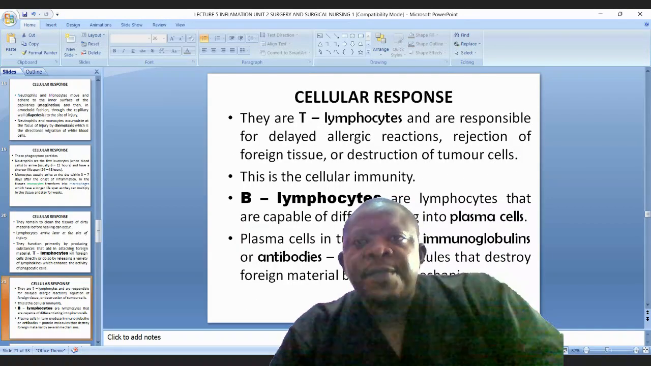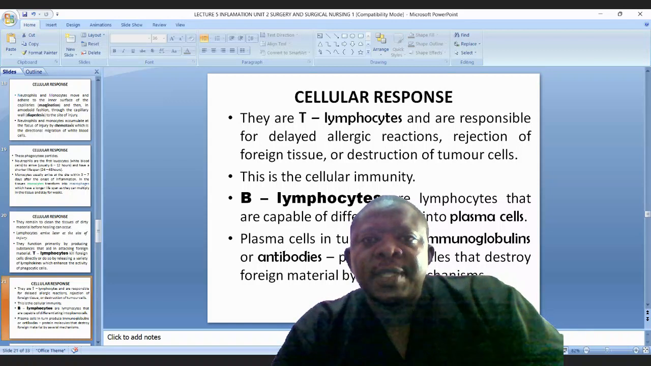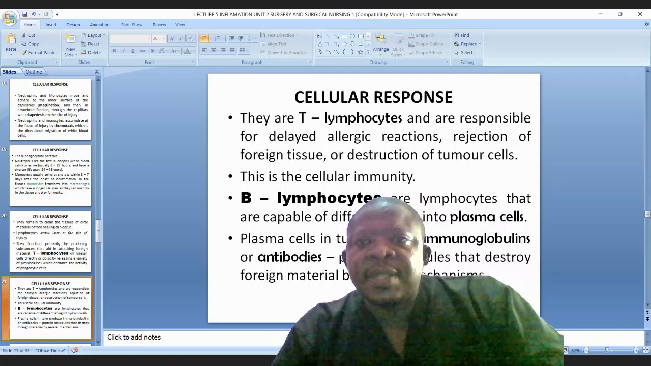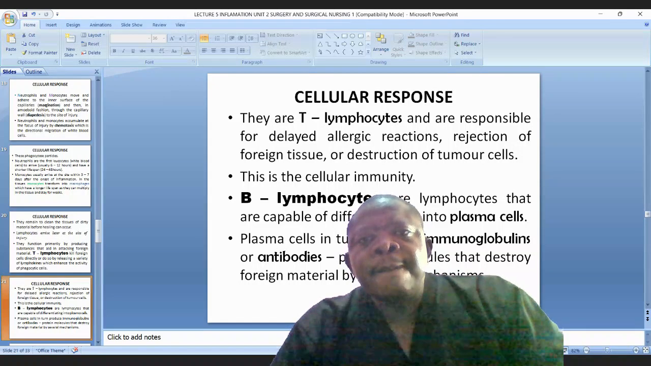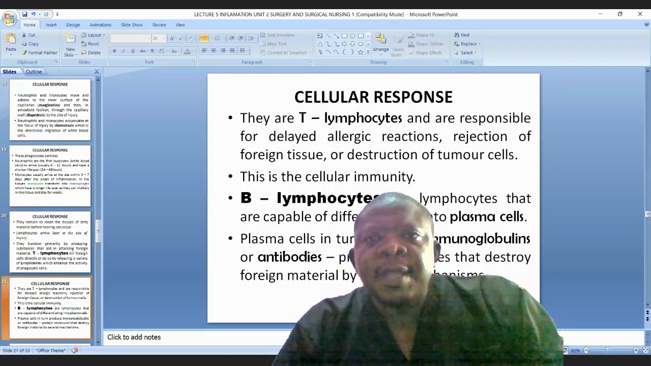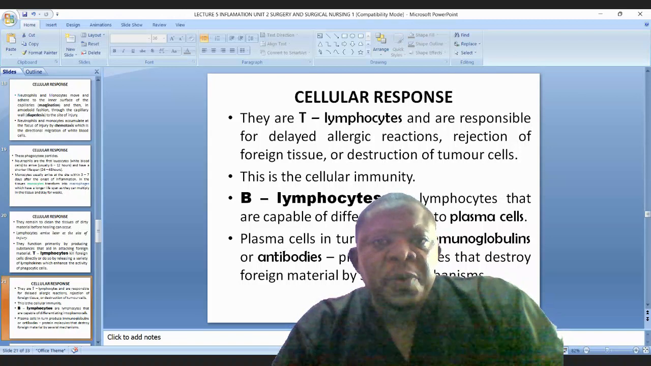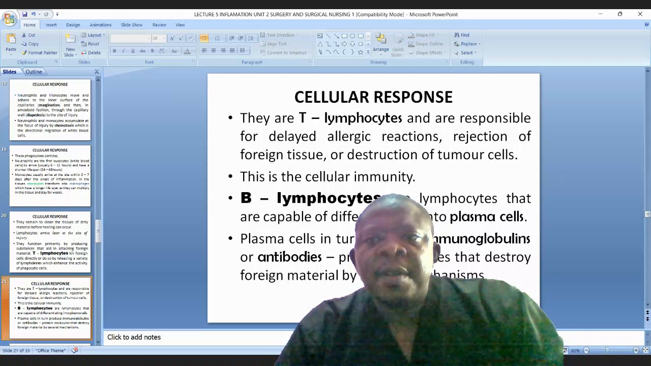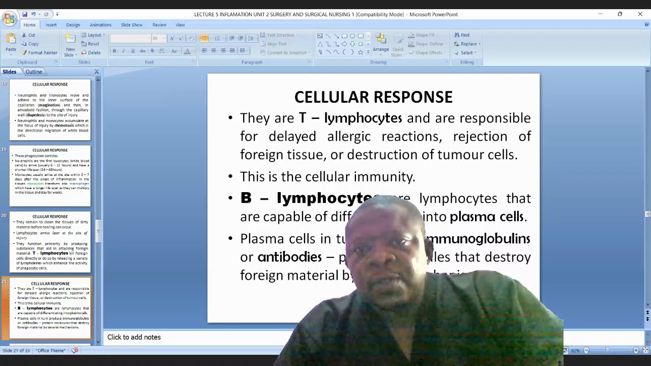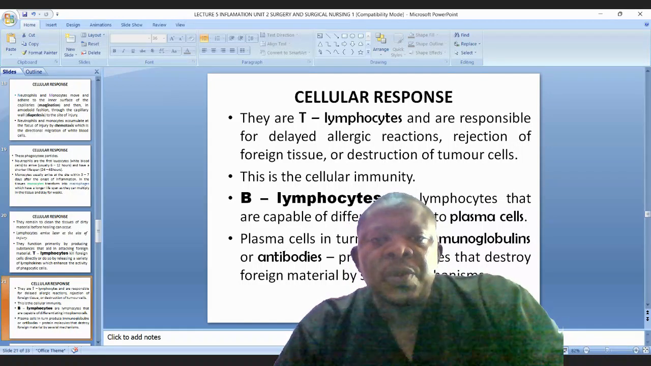Okay. Then from this cellular response, we also have the B lymphocytes that are capable of differentiating into plasma cells. So plasma cells in turn produce what we call immunoglobulins or antibodies. These are protein molecules that will destroy foreign materials by several mechanisms.